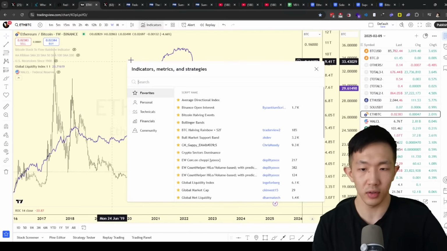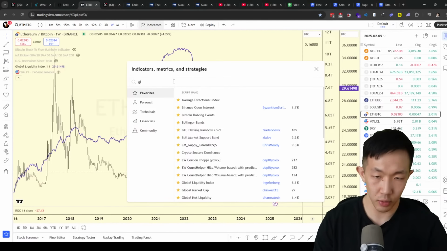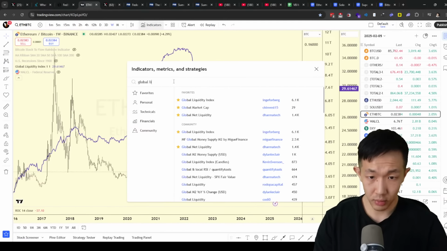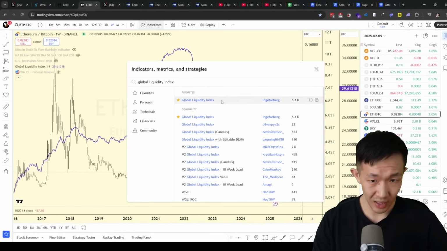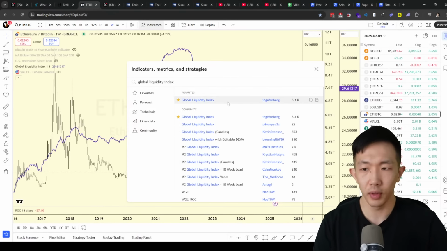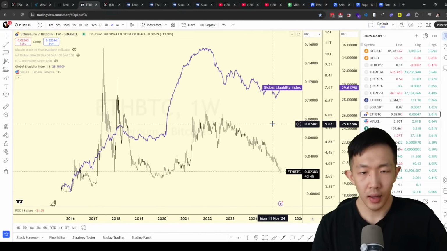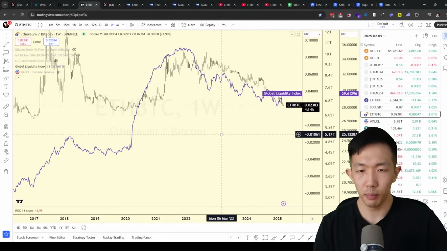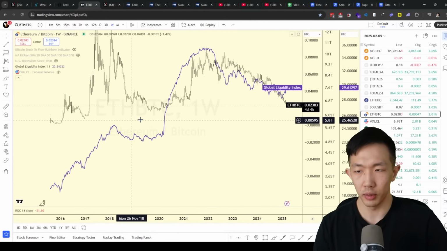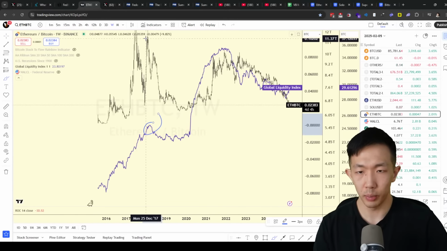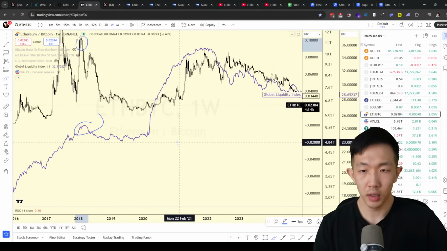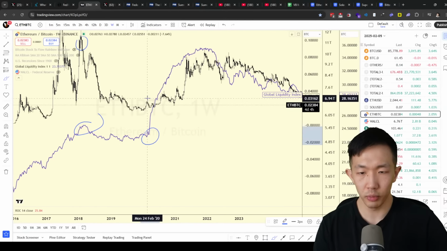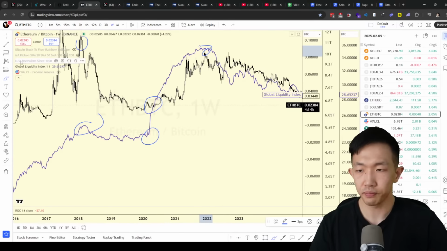So you can find this as a free indicator directly on TradingView. Just type in Global Liquidity Index. And I believe it's this, most liked one, 6.1K. This is very accurate. And you see very similar tops, bottoms, right? Tops right here to the altcoin market, to ETH BTC ratio, bottoms right around here, tops right around here.